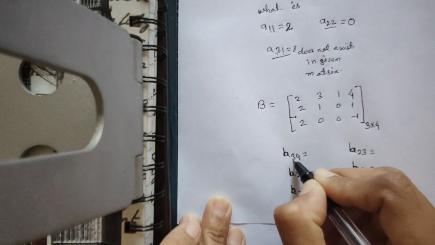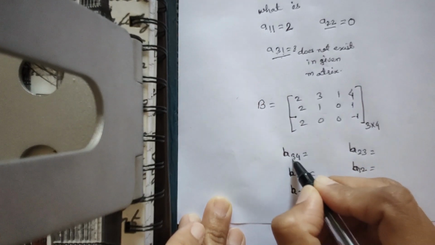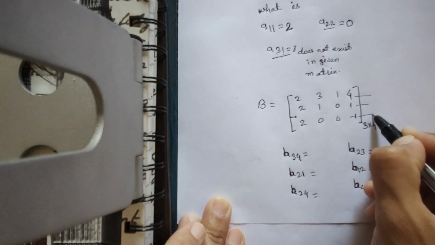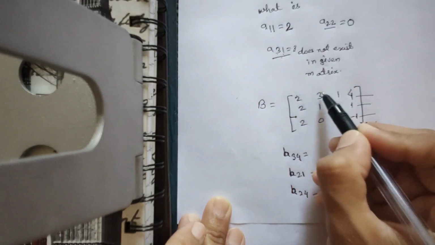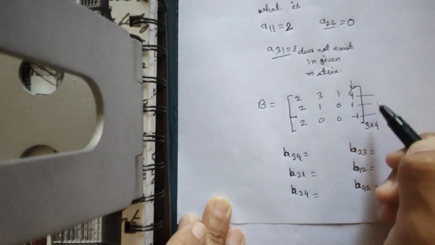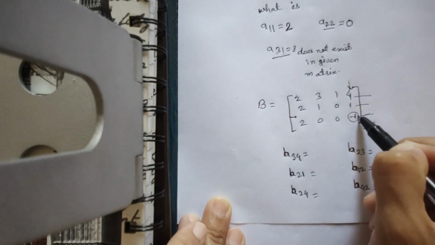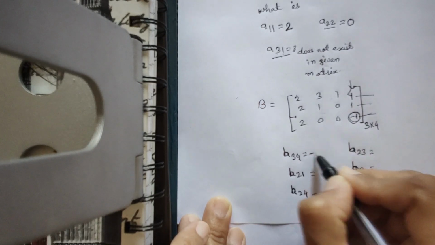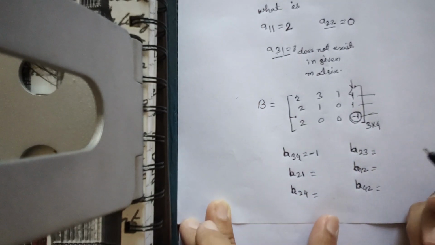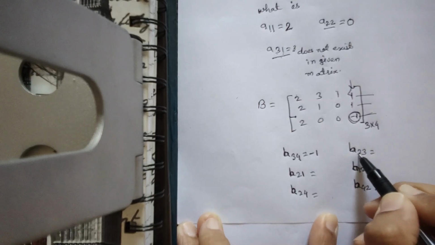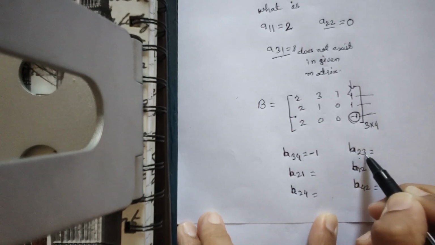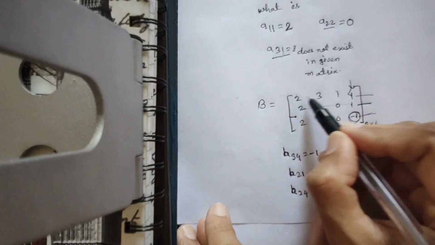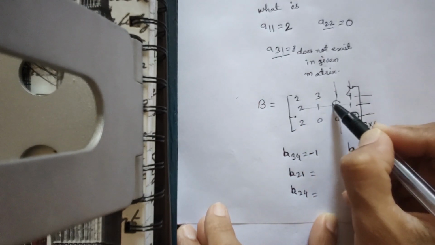So what is b34? The element in third row, fourth column. First row, second row, third row, and fourth column: first, second, third, fourth. So this row, this column means -1, right? Third row, fourth column, so -1. b23 means the element in second row, third column. So this is my second row, and first, second, third, this is my third column. So 0.